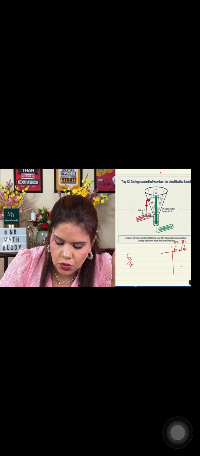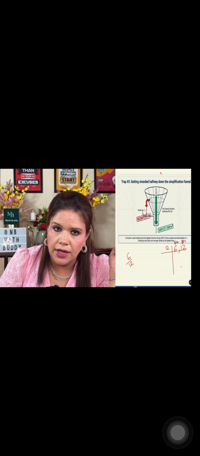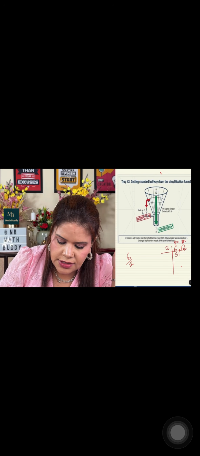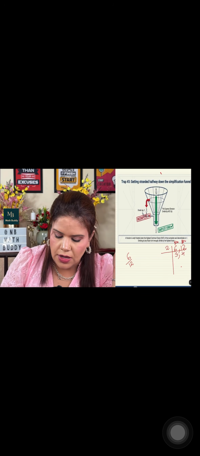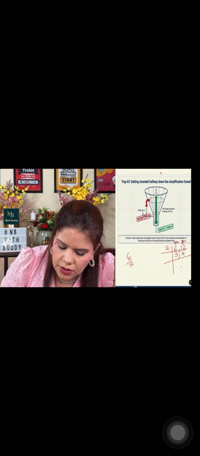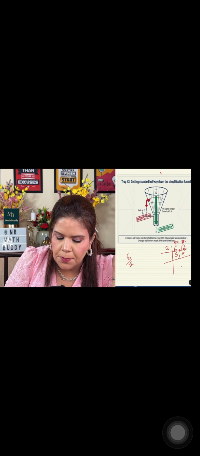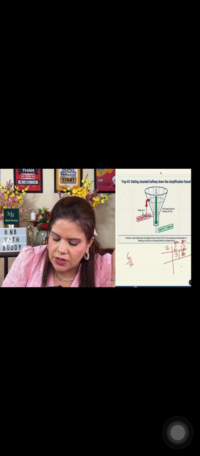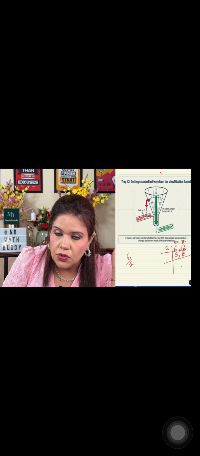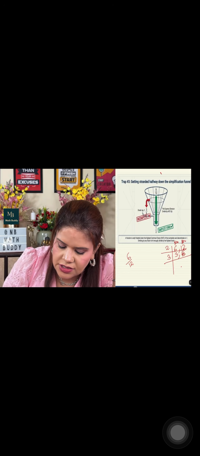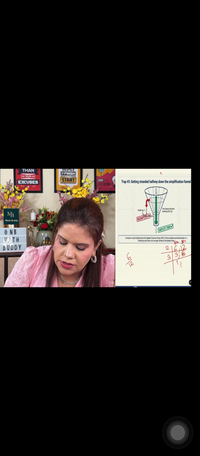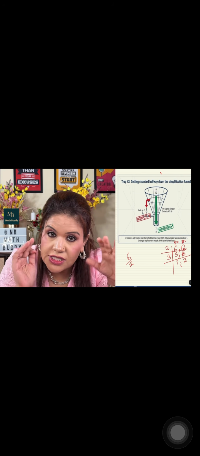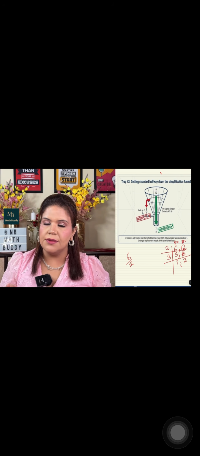I can write 2. 2 3s are 6, 2 6s are 12. Now after this, can it be simplified with 2? No, I can simplify this using 3. 3 times 1 is 3, 3 times 2 is 6. Now see how you have to write the simplest form.